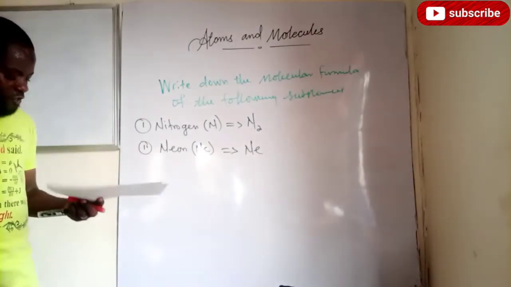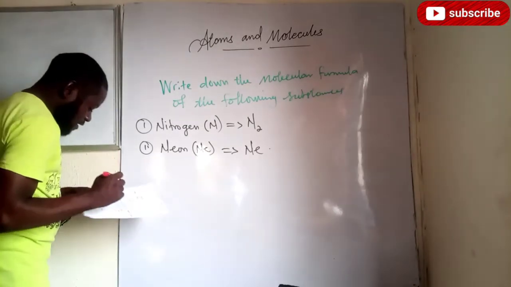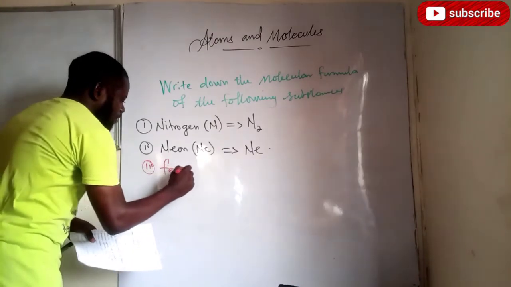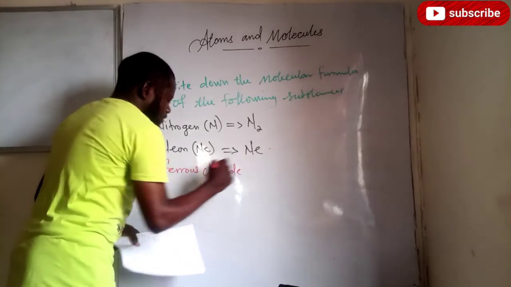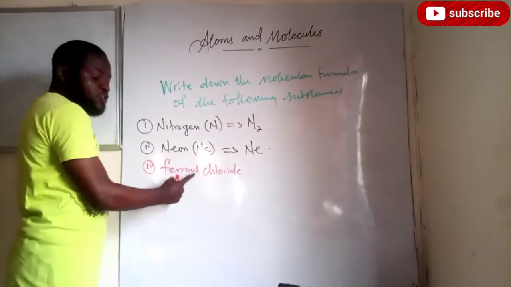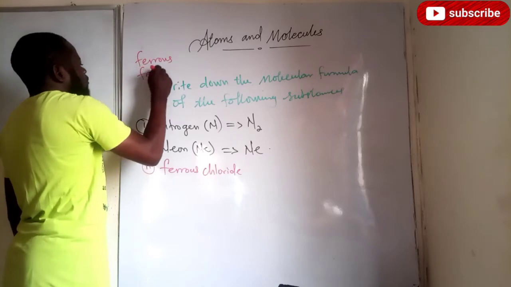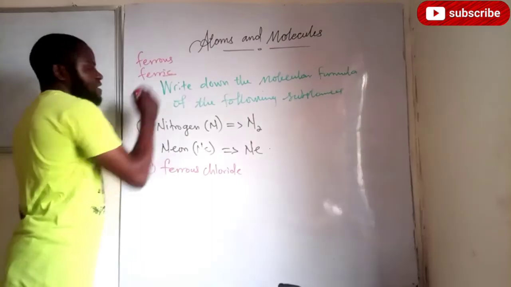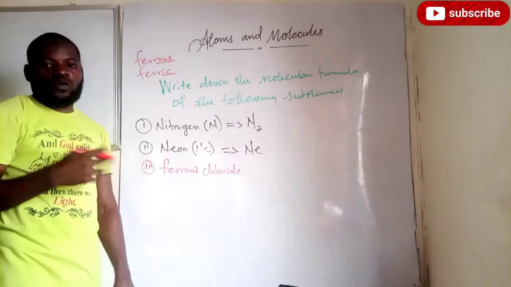Okay, so let's move to the next one. I have ferrous chloride. When you talk about this ferrous chloride, I would like you to understand something. When you talk about ferrous or ferric, you are talking about iron. Ferric simply means the higher one, and ferrous simply means the lower one.